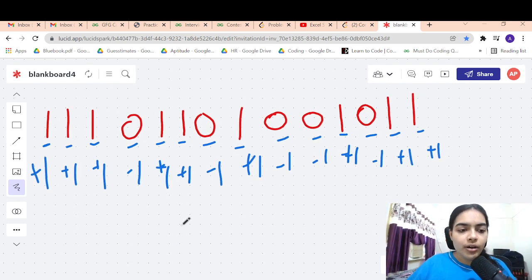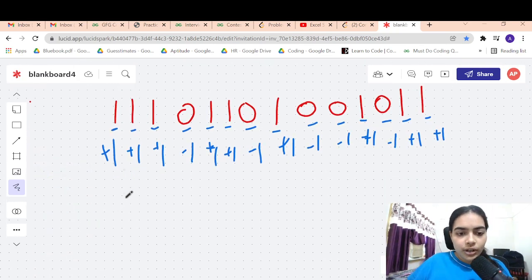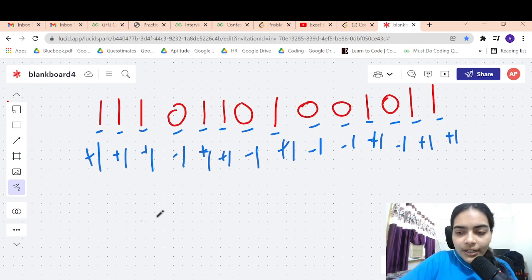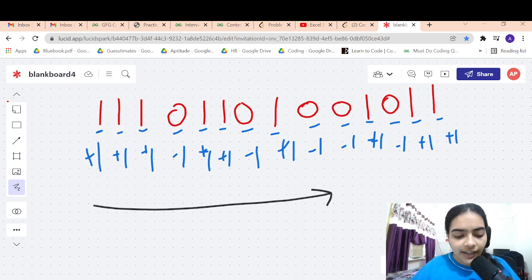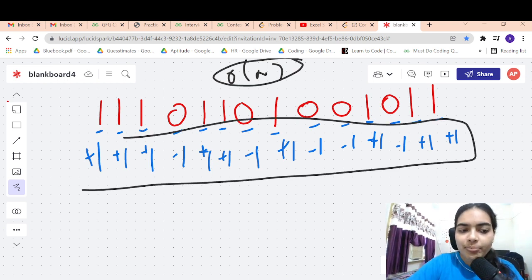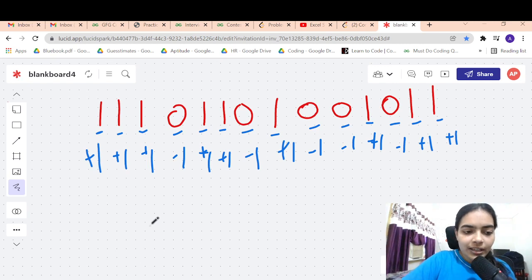Now let me see something interesting. I have found this. Now let me do one thing. While traversing itself, can I do it in O of n complexity? In one traversal itself, can I do it? Now that I have plus 1s and minus 1s, one idea strikes me. While traversing, let me just keep a sum of these.